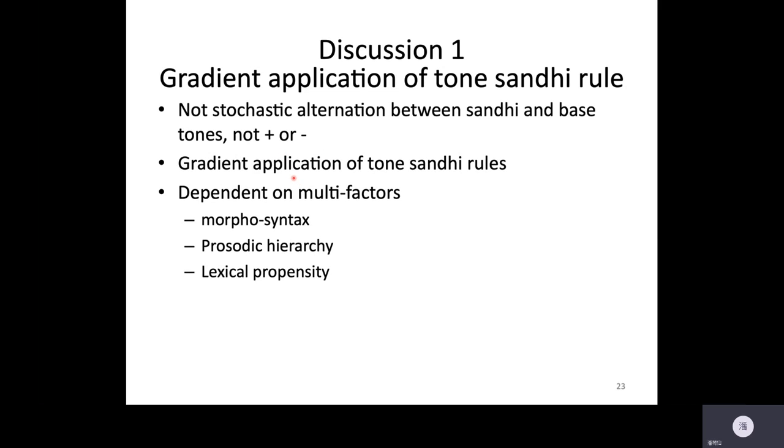There are also rankings among the morpho-syntax, prosody, and lexical propensity factors. The discovery of lexical propensity is a surprise, and the speaker may assess the percentage of Sandhi and base tone production for each morpheme as exemplars stored in their minds. At the same time, they may apply the tone Sandhi rule according to morpho-syntactic and prosodic factors during their speech.